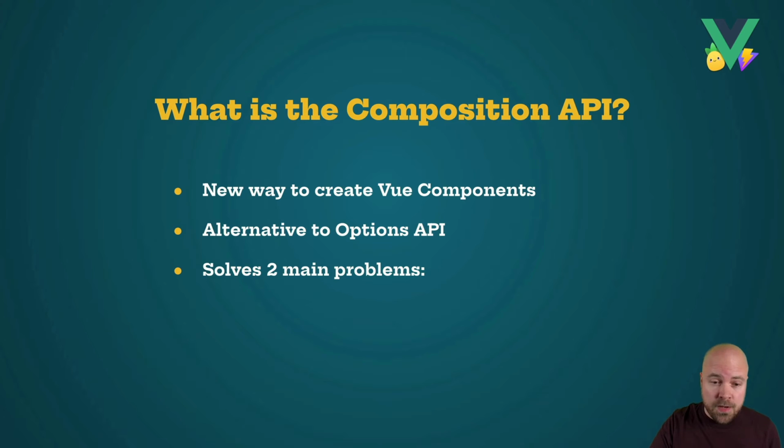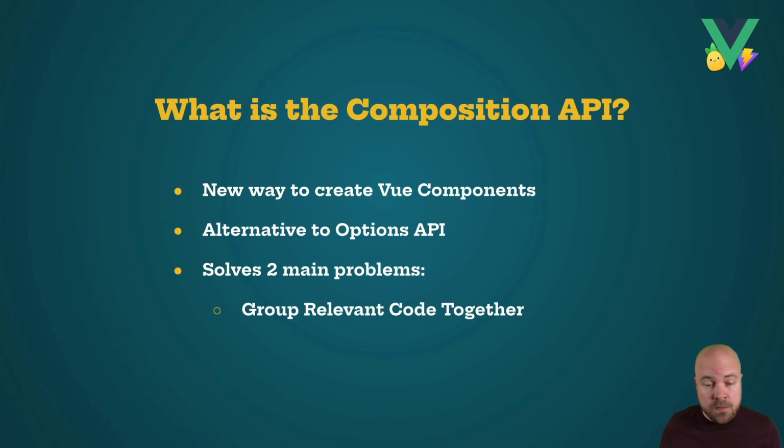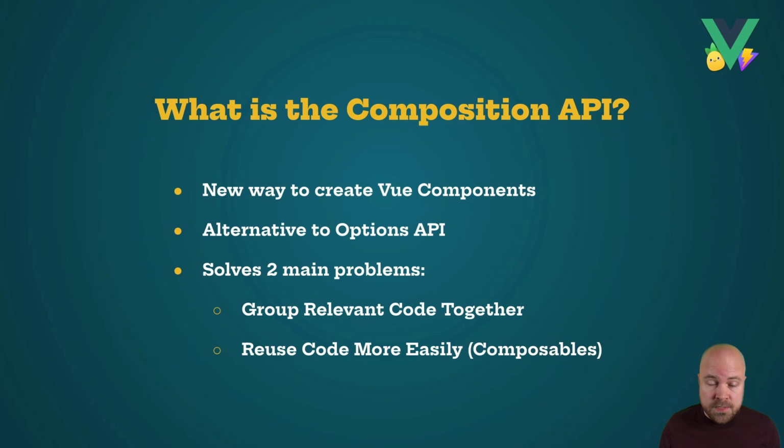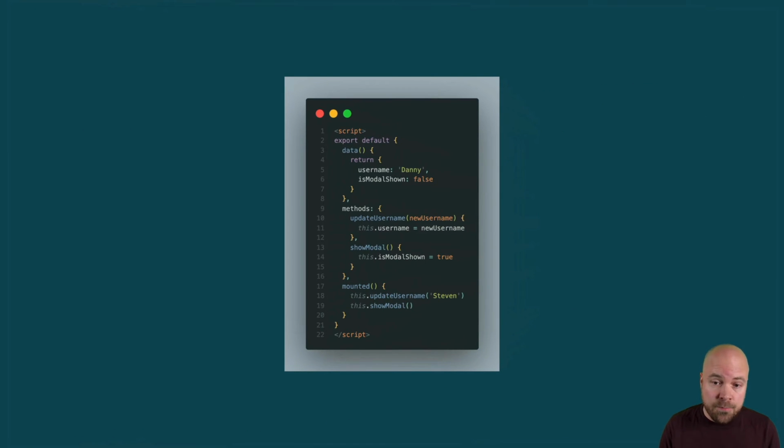The Composition API solves two main problems that we sometimes see with Options API apps, especially more complicated apps. Number one, it allows us to more easily group relevant code together in the script sections of our Vue components. And number two, it allows us to reuse our code more easily, as in our reactive data and our methods and watches, etc., using Composables. And to demonstrate this first point, let's take a look at this Options API code.